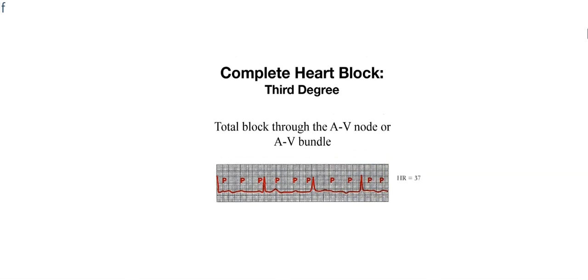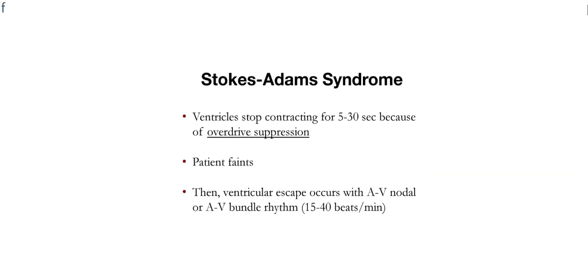Type 3 means you have regular P waves and you have regular QRS complexes, but they are completely disconnected. They're happening at their own rates. All right, I mentioned this before. Stokes-Adams is what would happen under a circumstance like this, where you have the ventricles basically escaping and starting to stimulate their own contraction.